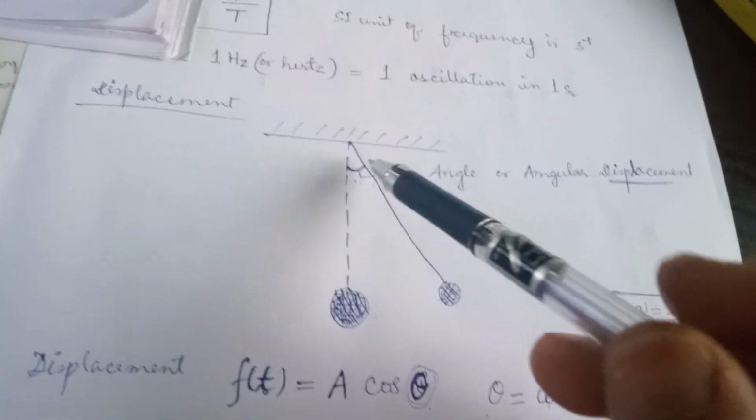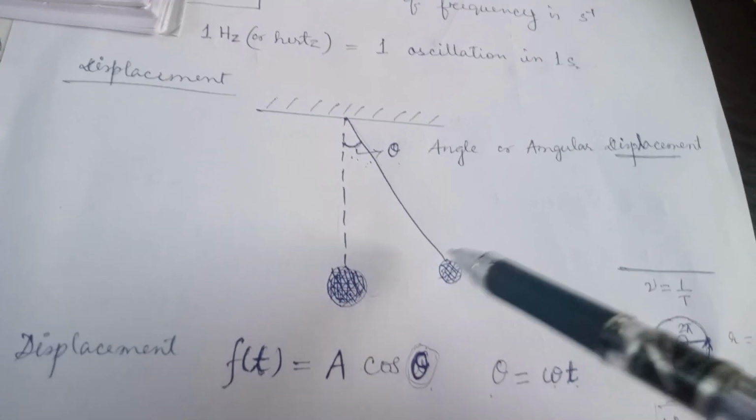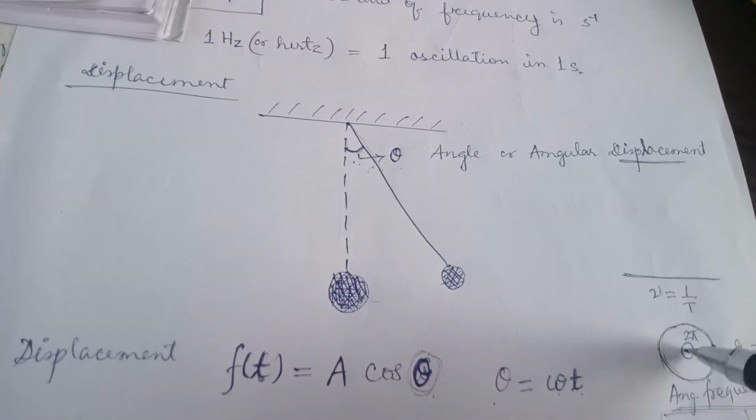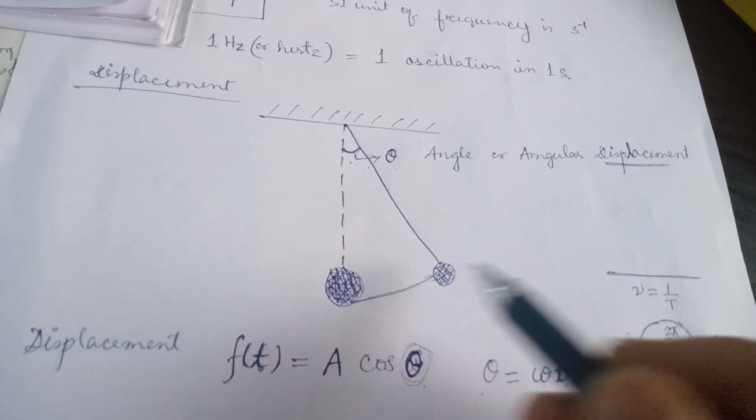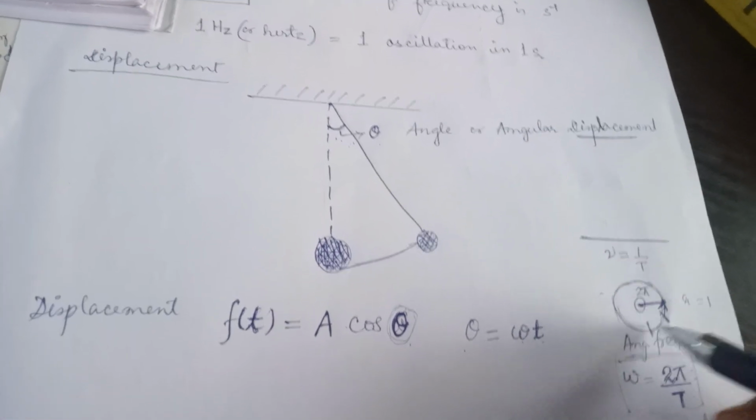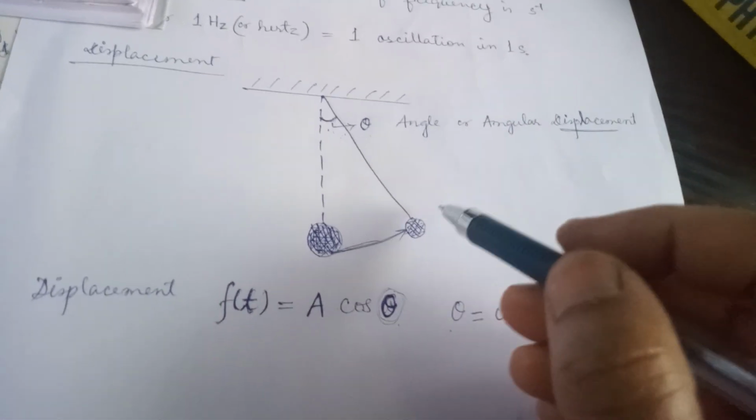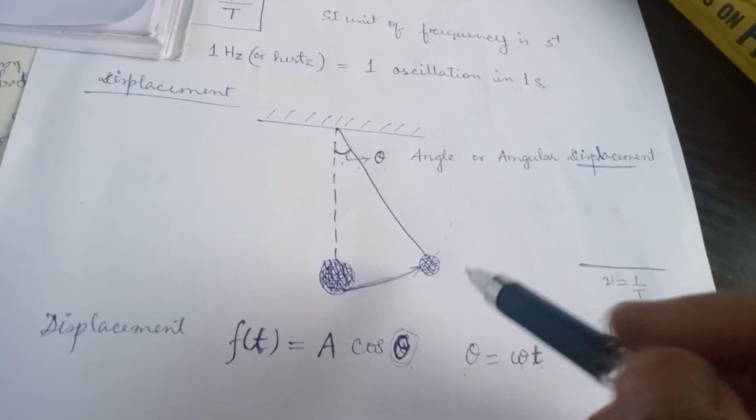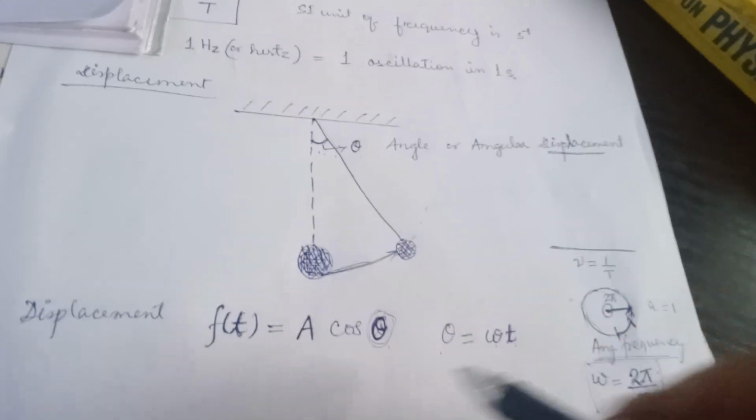So we can say that the portion of the simple pendulum we are observing here is a part of the circle. That means this is what? This is the arc, a little portion of the circular path. So we can say that if we increase this part, it forms a circular path, with radius equal to length of the string. So angular displacement is equal to omega t.